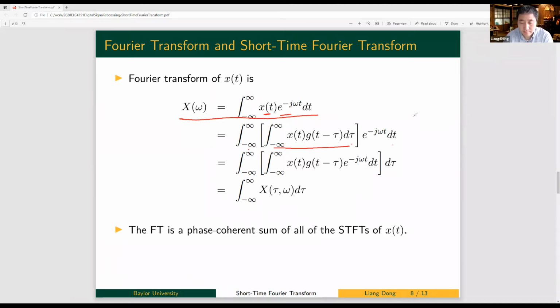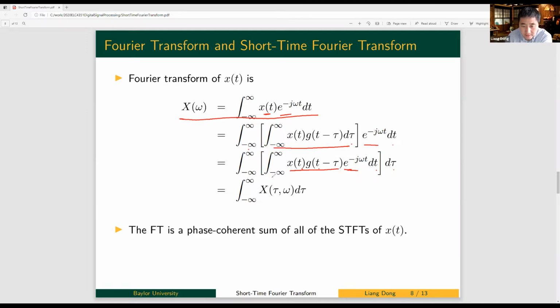Now we are doing a trick here, as we always do. We swap the order of those two integrations. Integration is a linear operation, so I can swap the order. I'm doing the integration with respect to t first, and then I do the outer integration with respect to tau. Because this signal is a function of t, and this kernel e to the power negative j omega t is also a function of t, I have to put this inside my integration with respect to t, and then outside is with respect to tau.